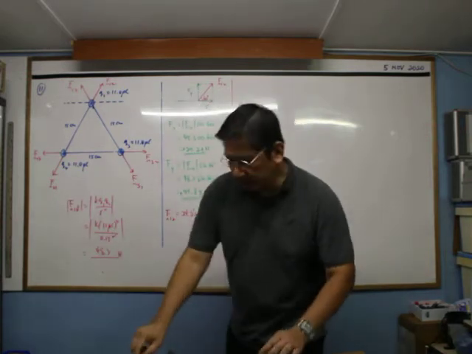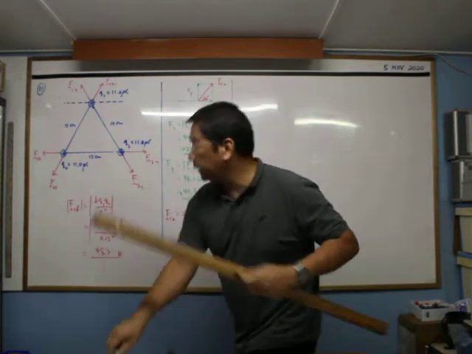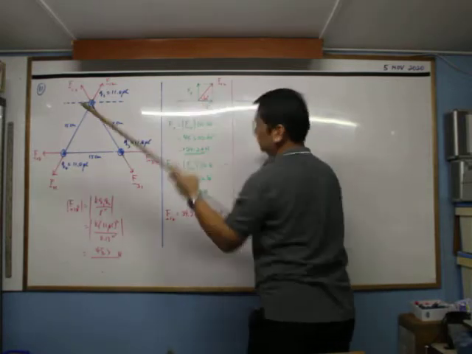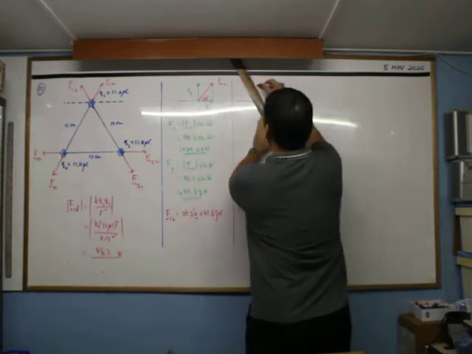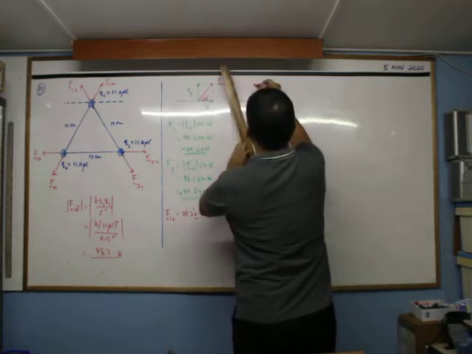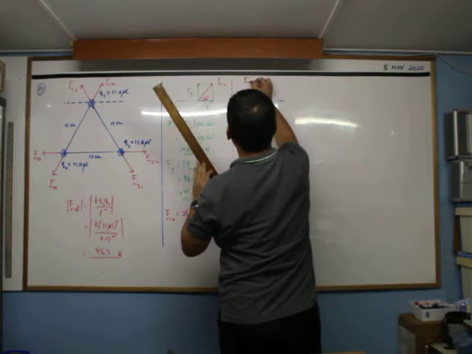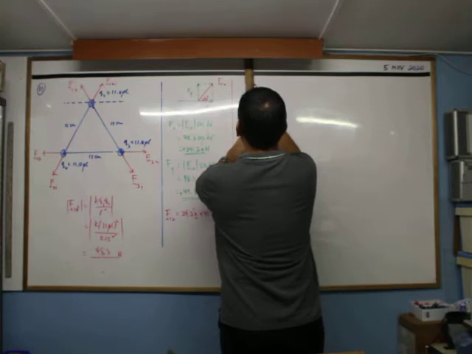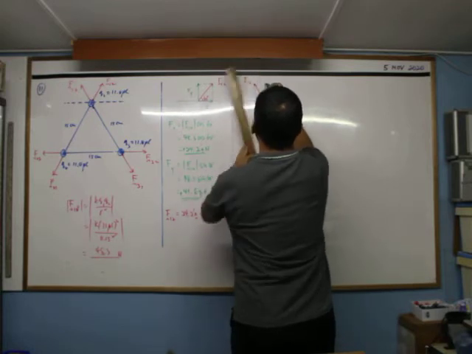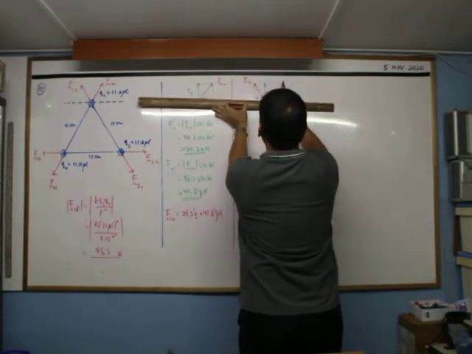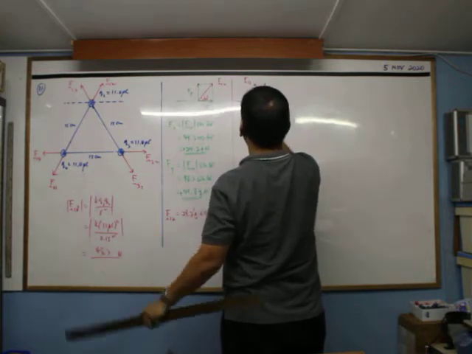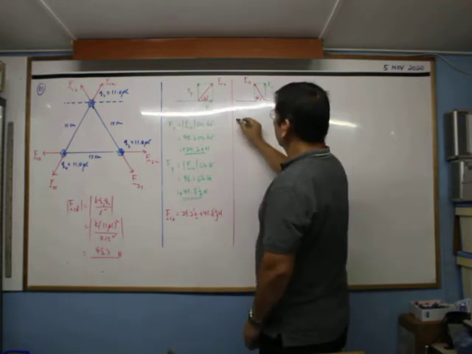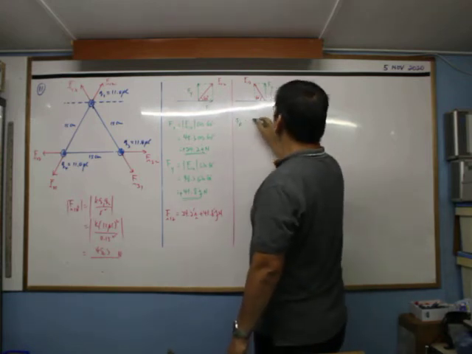For F13, same thing. We draw the component, and we're going to calculate the component later. And this is F13, and 60 degree. And the same, we draw the components. Okay, this is Fx, Fy. This is a different Fx and Fy.